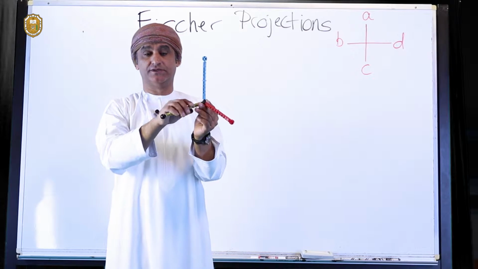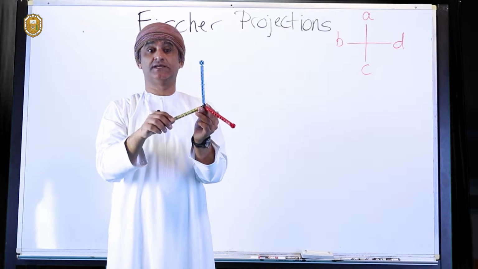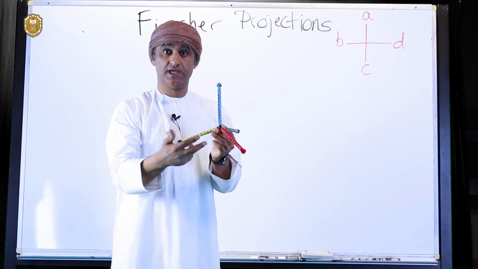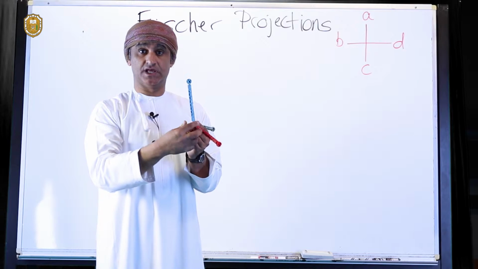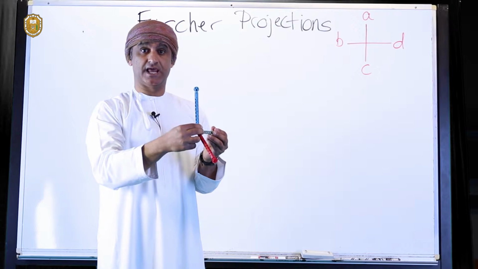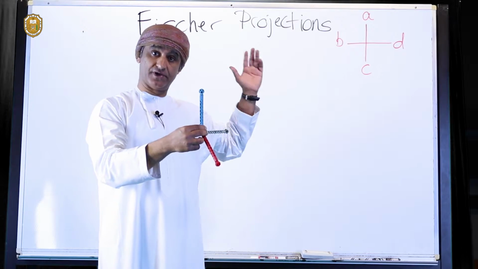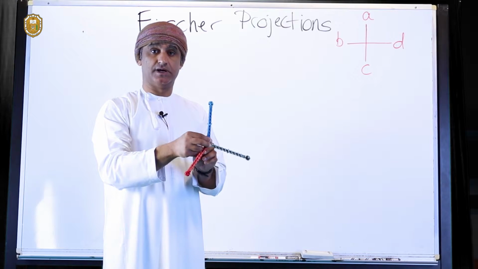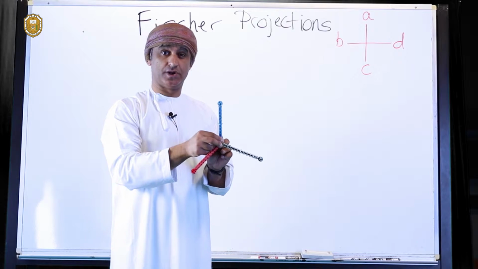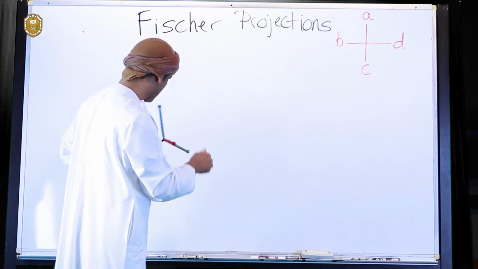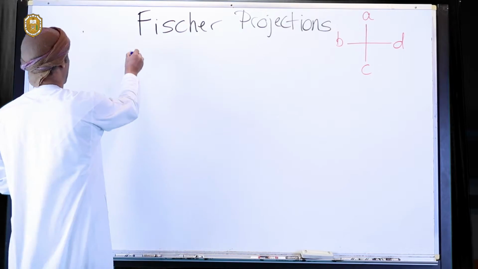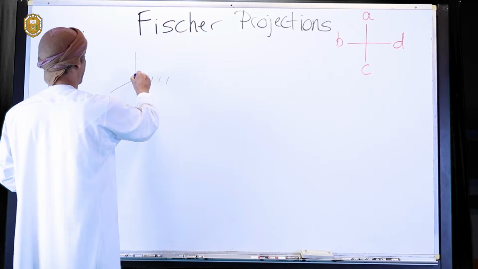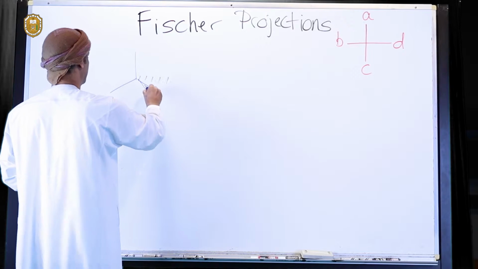If you recall, this also should be represented by a solid line. This bond is outside the plane, towards you as a viewer, so it should be represented by a heavy wedge line. This bond is outside the plane at the rear, therefore it should be represented by a dashed or dotted line. Let's draw it, and then we'll see how we would convert it into a Fischer projection.